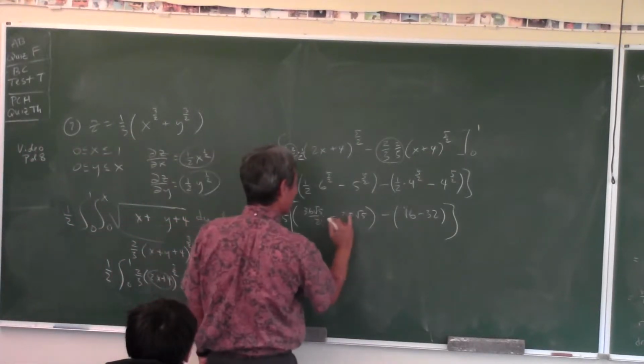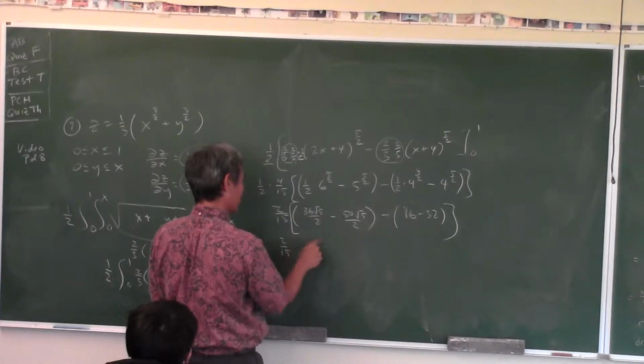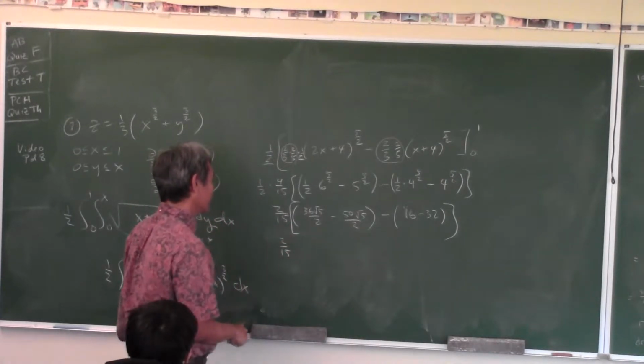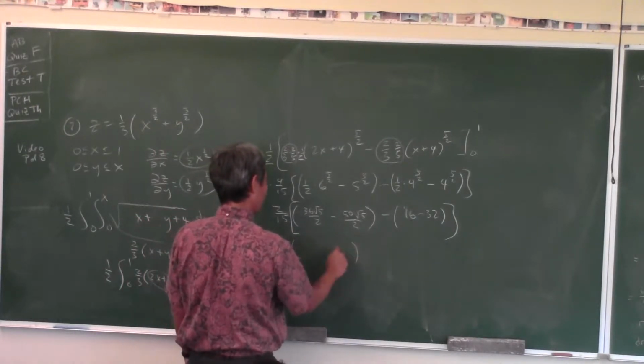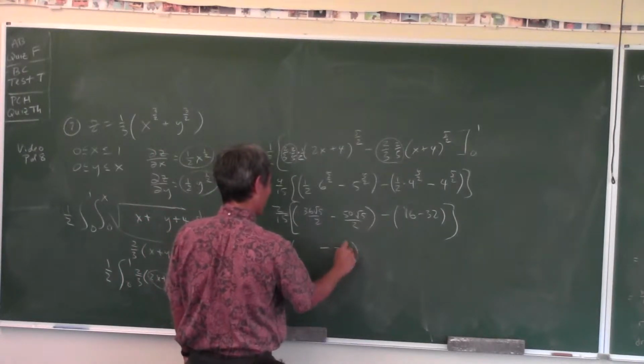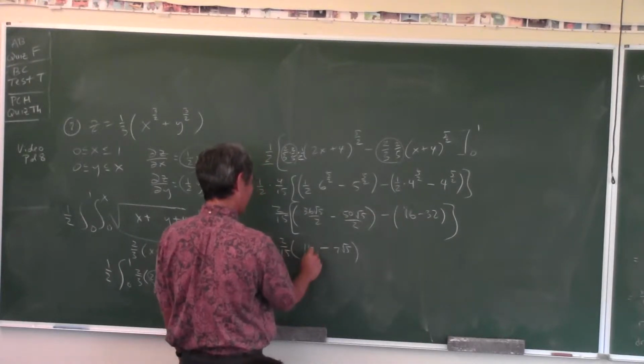Well, let's get the final answer. So this is like 50 over 2. So 2/15. So what is that? What is 36 root 5 over 2? Negative 7 root 5. And then that one is negative 16, but it's positive.